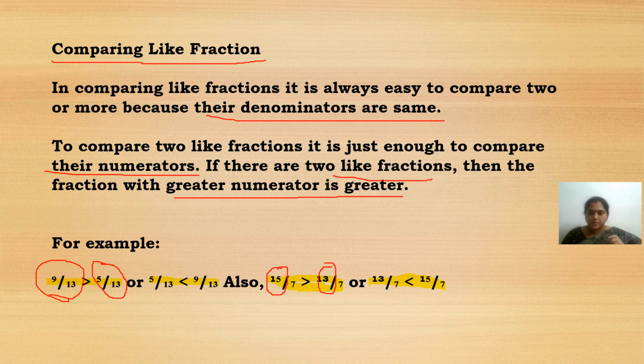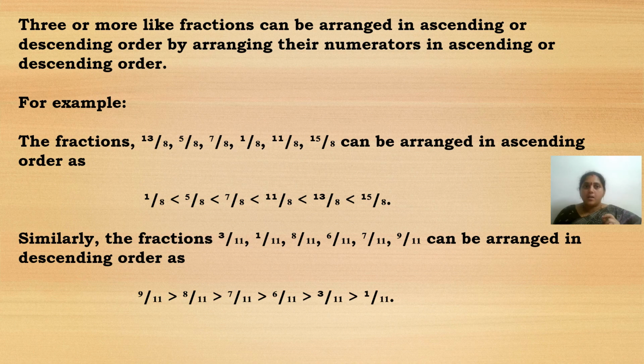Suppose we are taking many like fractions, how are we going to write them? We'll see one example here. Three or more like fractions can be arranged in ascending or descending order by arranging their numerators in ascending or descending order. We'll check only the numerators, and we'll write them in ascending and descending order.